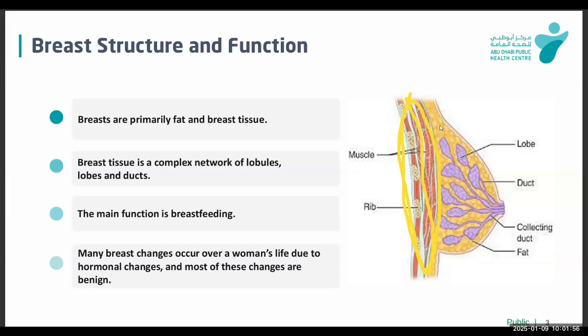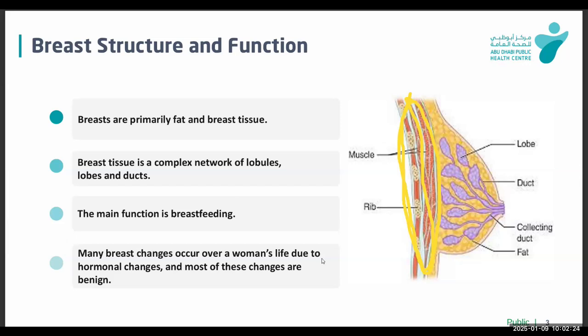So this is the structure of the breast with the collecting duct. There is some fat in the parenchyma, and these ducts lead to the glands or lobules. Whenever the female is pregnant or lactating, these gland lobes produce milk, which is secreted and pushed through this nipple. So this is a rough structure of the breast. The breast is a complex network of lobules, lobes, and ducts. The main function of the breast is breastfeeding, of course.